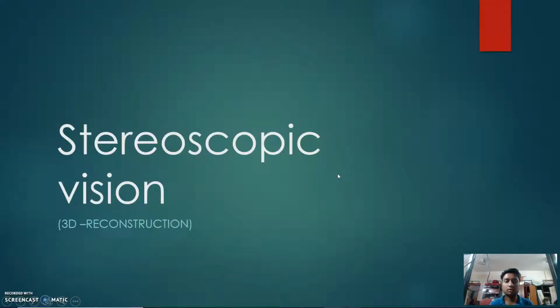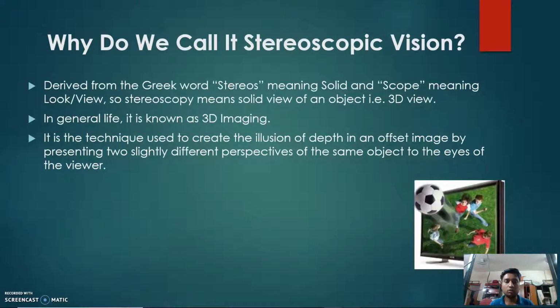So today we are going to discuss how to do a 3D reconstruction from a stereoscopic vision. First, we should know why we call it stereoscopic vision. It derives from a Greek word where stereo means solid and scope means look or view. So basically we are trying to make a solid view of an object, that is nothing but a 3D view.